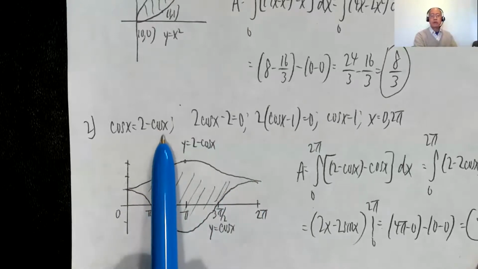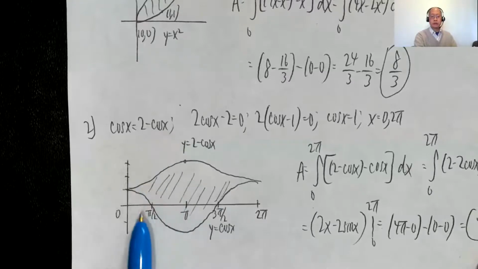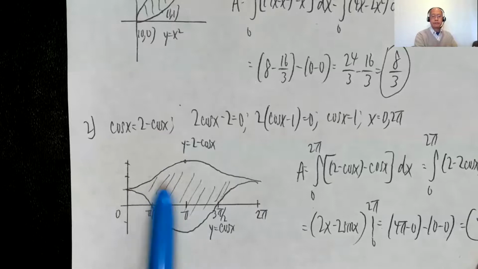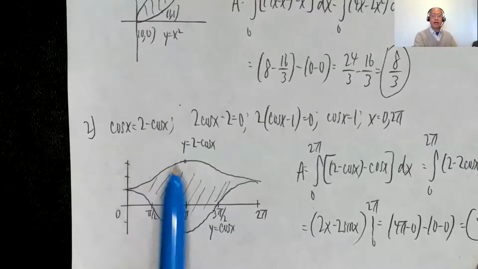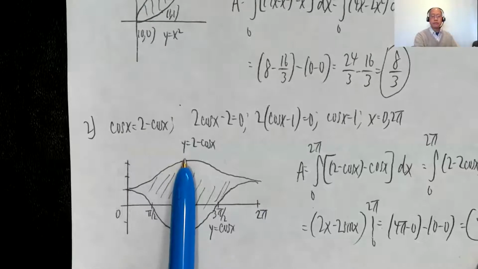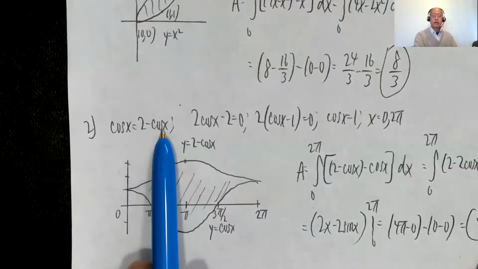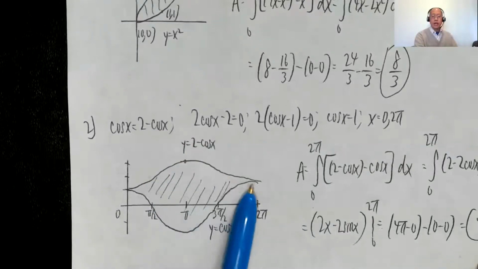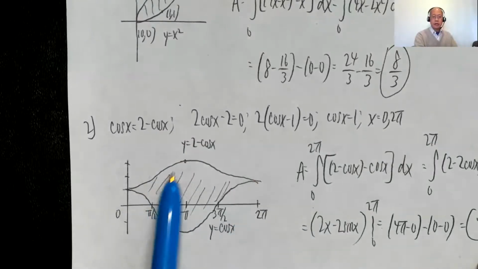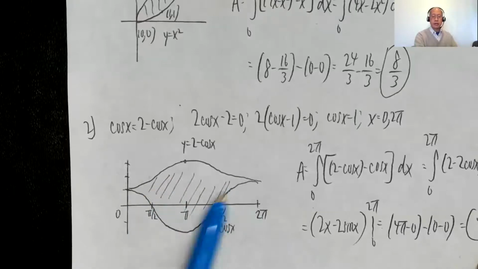Okay, plug in pi over 2. Cosine of pi over 2 is 0. 2 minus 0 is 2. Plug in pi. Cosine of pi is negative 1. 2 minus a negative 1 is 3. So that's up here. 3 pi over 2. Cosine of 3 pi over 2 is again 0. 2 minus 0 is 2. And we already know that it comes back here. So it looks like so. I get this funny looking thing.